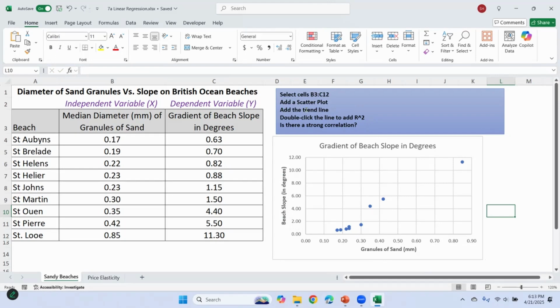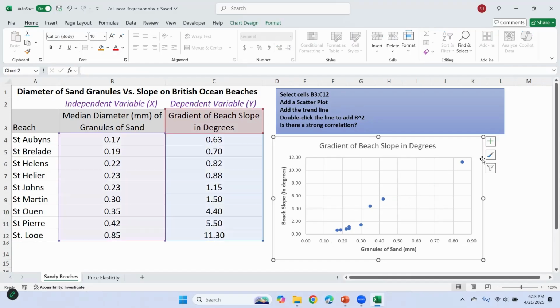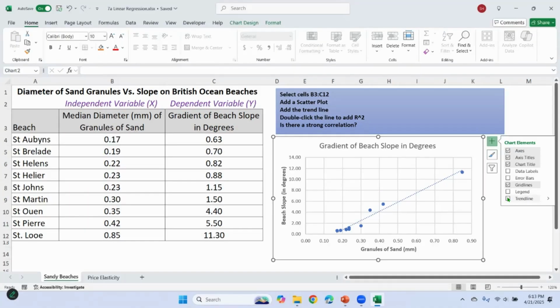Now the next point is we need to add the trend line, right? We need to add the line that best fits the data here. To do that, we select the chart, go to this plus, and here we add the trend line. Turn that on. We have the trend line here.